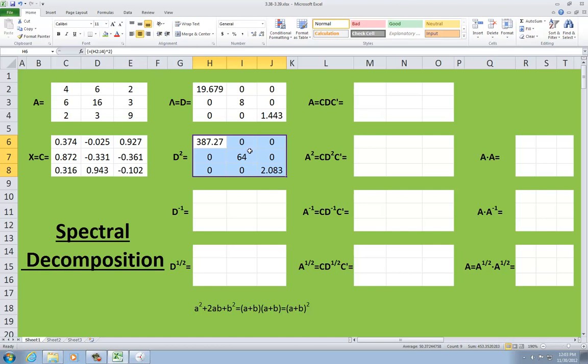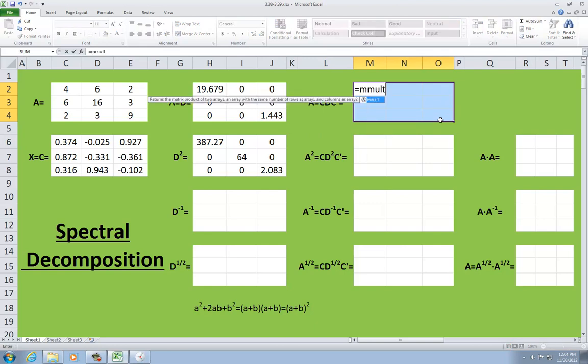And hit Control Shift Return. That's what we get. So before I go on, I'm just going to demonstrate this formula up here. We can just have that equal matrix multiplication, and we're going to do it twice. So I'm going to do it all in one thing here.